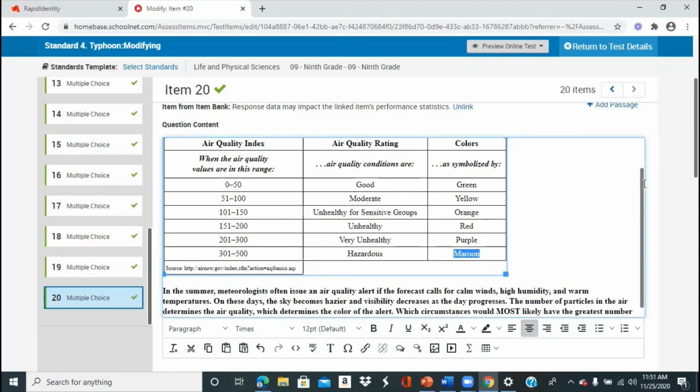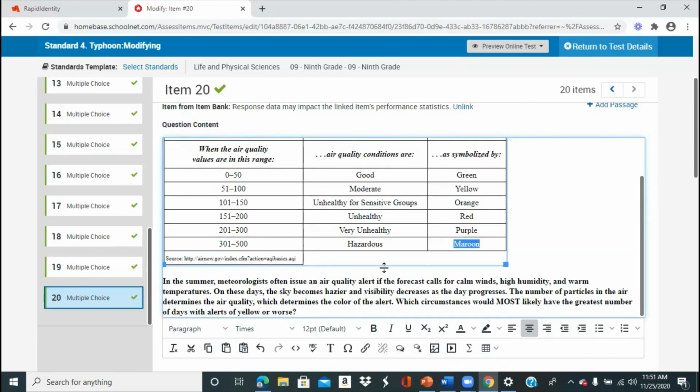The question is, in the summer, meteorologists often issue an air quality alert if the forecast calls for calm winds, high humidity, and warm temperature. On these days, the sky becomes hazier and visibility decreases as they progress. The number of particles in the air determines the air quality, which determines the color of the alert. Question: which circumstance would most likely have the greatest number of days with an alert of yellow or worse?